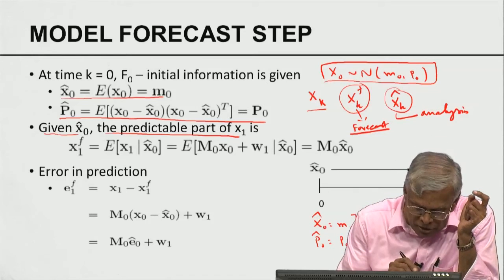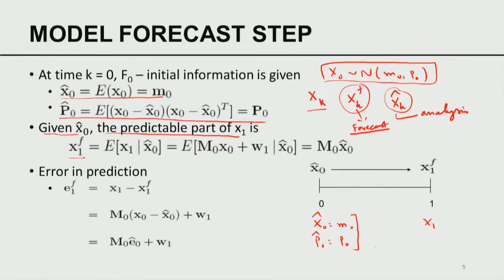Therefore, I am going to create x1f. Please understand my notation. What is x1f? x1f is the part of the forecast of the state at time 1 that I have control over. That is the predictable part. And that is equal to the conditional expectation of x1 given x0 hat. What is x0 hat? x0 hat is the information about the initial state.